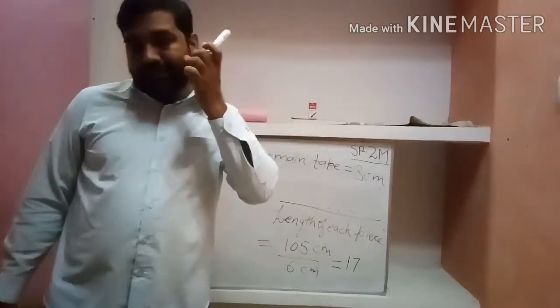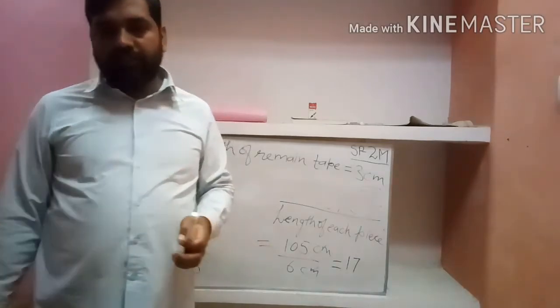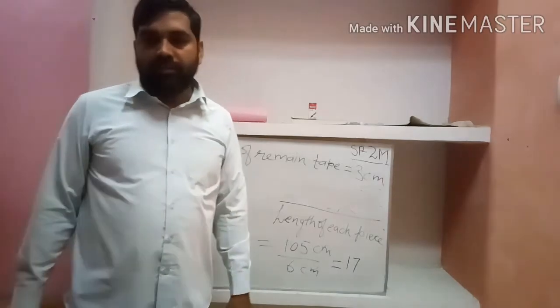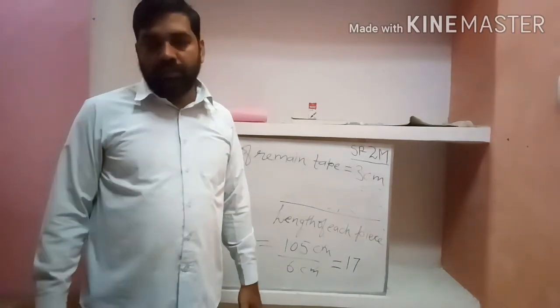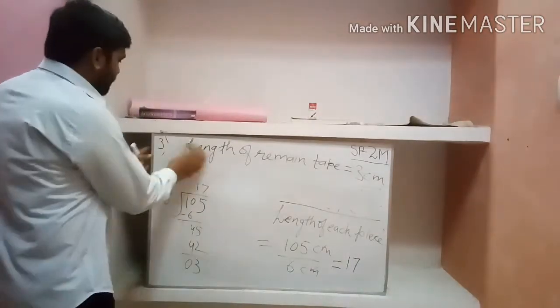Now similarly, the fourth one is the homework you do at your home. See the fifth one. A racing car travels 425 meter in 10 seconds. So express the speed in kilometer per hour. So how do we convert meter per second speed to kilometer per hour? That you see. Question number 5.